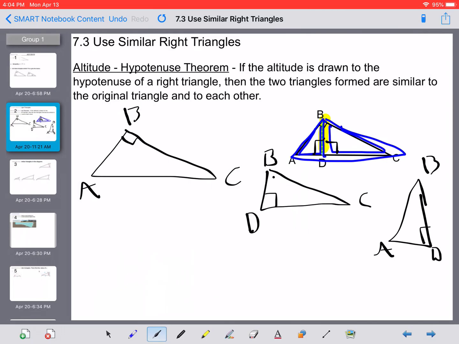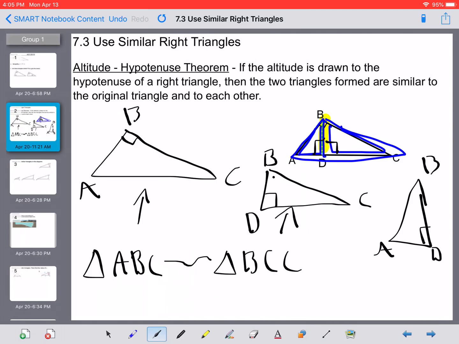If we were going to write a similarity statement, we would write triangle ABC, which is that one, is similar to triangle BDC, which is that one, which is similar to triangle ADB. Remember, the order that the letters are in matters, because ABC has to correlate with BDC, so each angle has to correlate with the other angle.